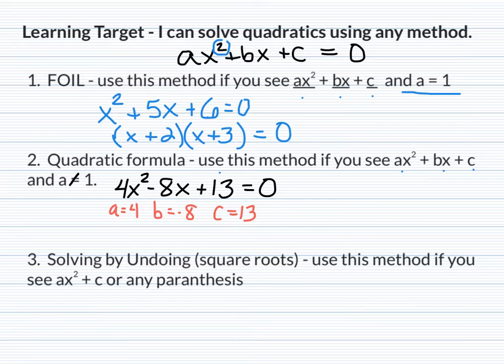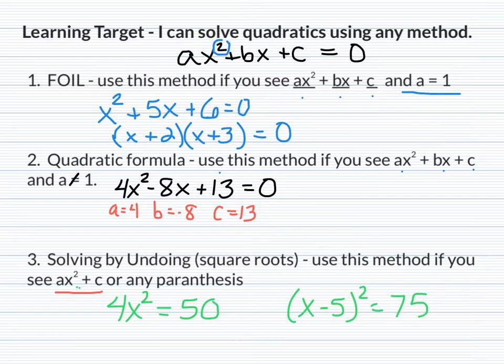And then solving by undoing with square roots. So you'd use this if you'd see ax squared plus c or any set of parentheses. Okay, so for example, if you just saw like 4x squared equals 50, so that looks a little different than this, but ultimately it's the same. There's no b term, there's no bx, okay? Or if you saw like x minus 5 squared equals 75. Okay, so again, we don't see it using those three terms. So in this case, we're going to solve by undoing. Okay, so let's look at some examples of problems.